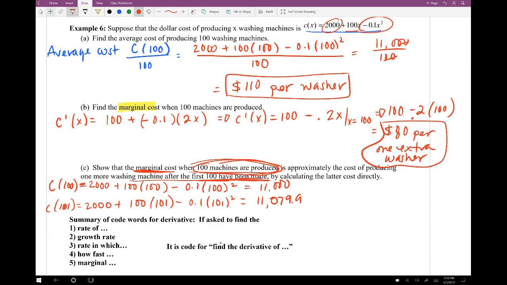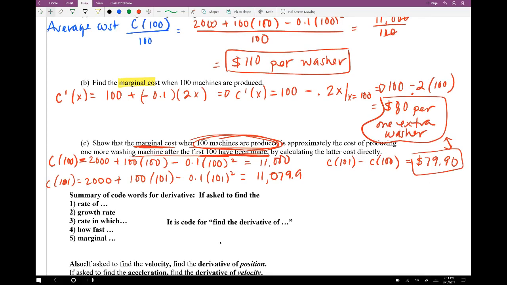Remember, we're trying to show the marginal cost when 100 machines are already produced. That means I'm producing the 101st machine. So cost of 101 take away cost of 100 equals $79.90. Okay, as you can see, it's pretty darn close. So that's why we use the formula, because it's a lot faster than calculating it one at a time. These two, C and B, are pretty close, so that's why the C prime works a lot faster for us.